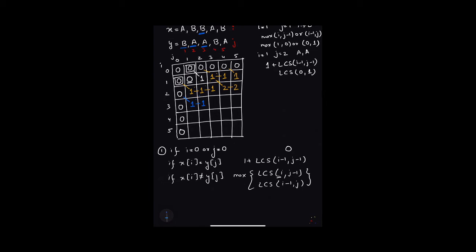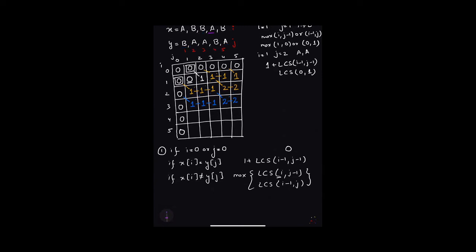Then I'm again going to check the maximum of both, it is 1, so I'm going to consider the horizontal one. Then B and B matches, I'm going to add 1 to the diagonal element. Then B and A does not match, so I'm going to take the maximum of both. Since 2 is the element, then we are going to consider 2 from the horizontal side.